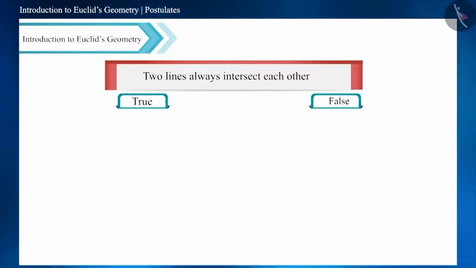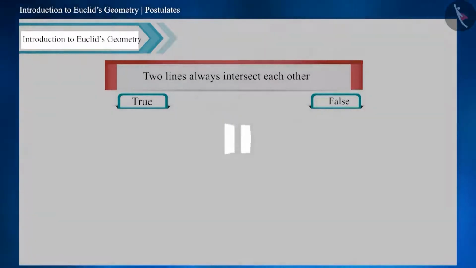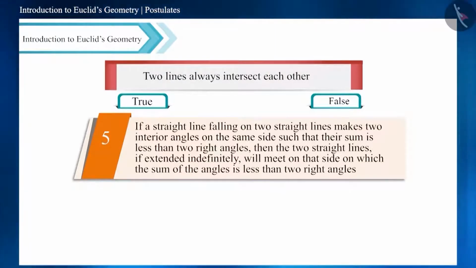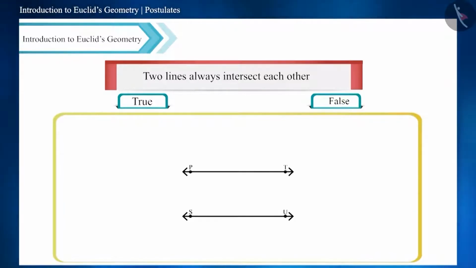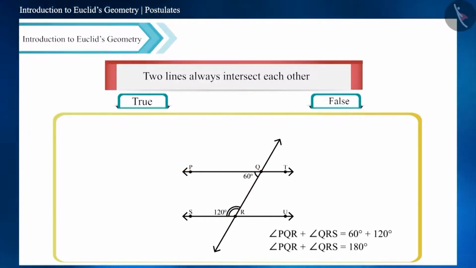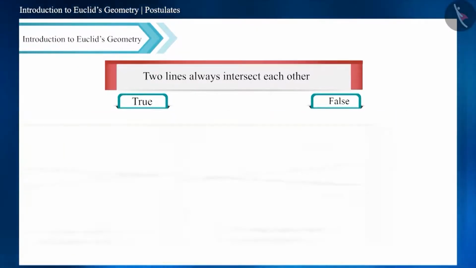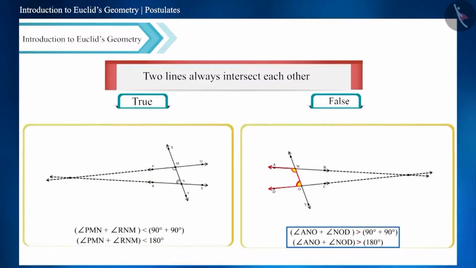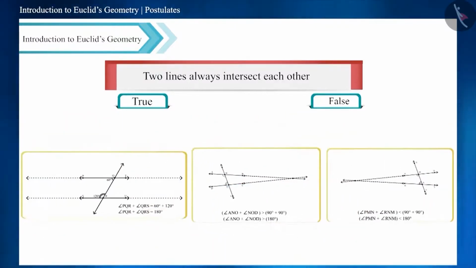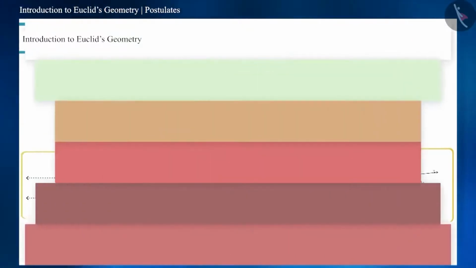Friends, you can pause the video and think of the answer to this question. The fifth postulate of Euclid says that if a straight line falling on two straight lines makes interior angles on the same side of it, and if the sum of the angles is 180 degrees, that is two right angles, then the two straight lines will be parallel to each other. And if the sum of interior angles is less or greater than 180 degrees, then the lines will intersect. Therefore, this statement is false.